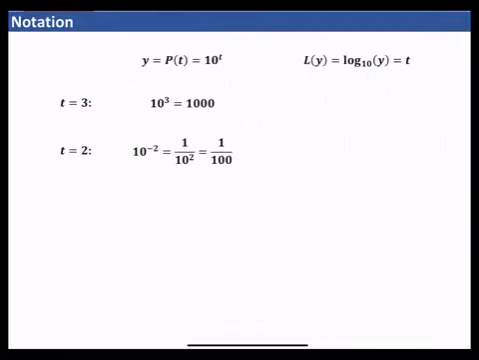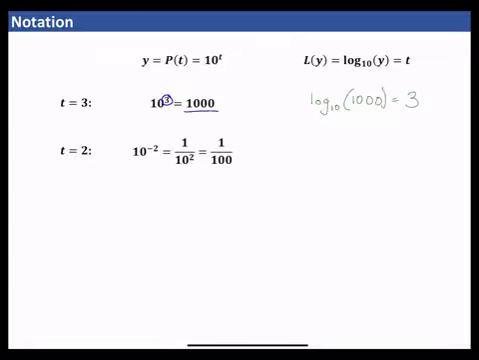Now let's practice using the idea that the powers of 10 and base 10 logarithms are inverses, as well as develop some fluency with the notation of the base 10 logarithm. So again, we have y equals p of t equals 10 to the t, and its inverse function L of y equals log base 10 of y equals t. When t equals 3, we know 1,000 is 10 to the power of 3. And in the notation of logarithms, we can write log base 10 of 1,000 equals 3, which is saying 3 is the power to which we raise 10 to get 1,000.